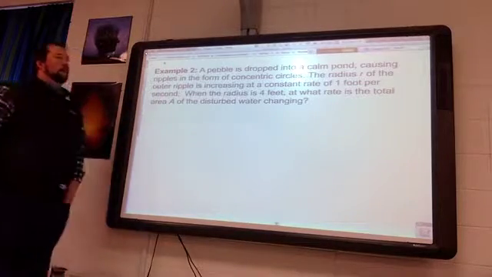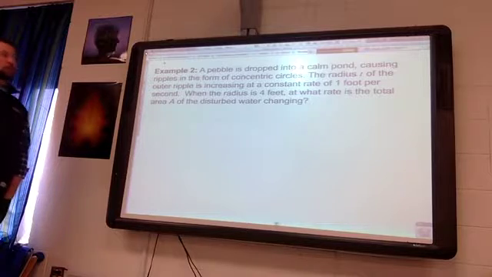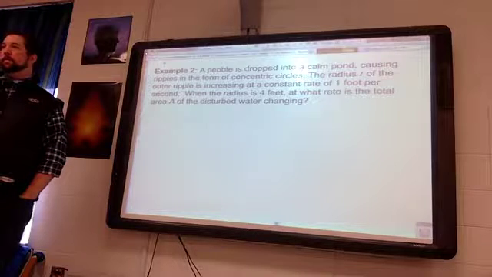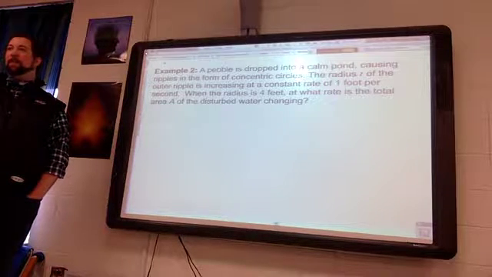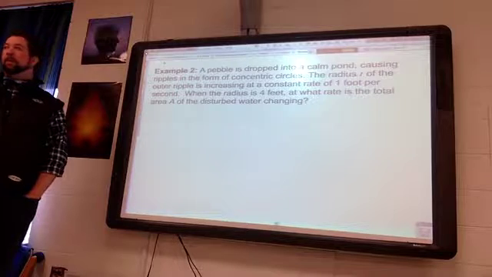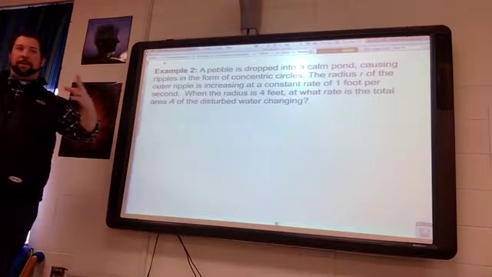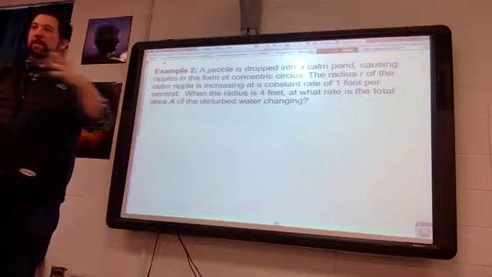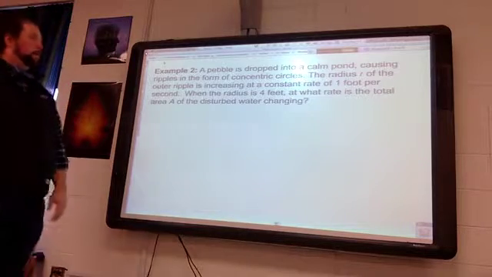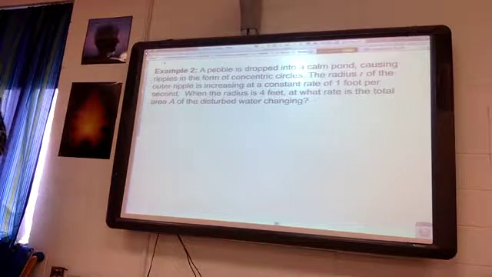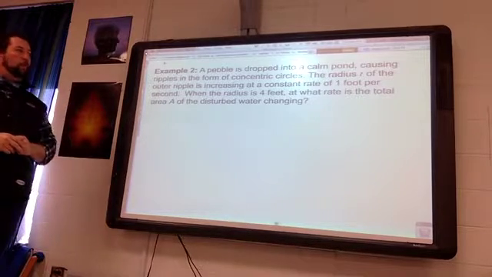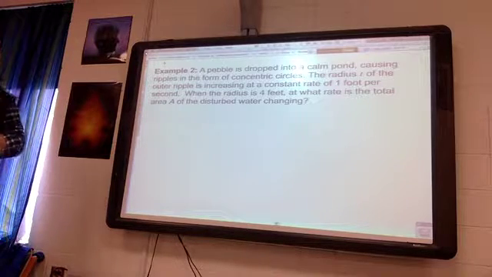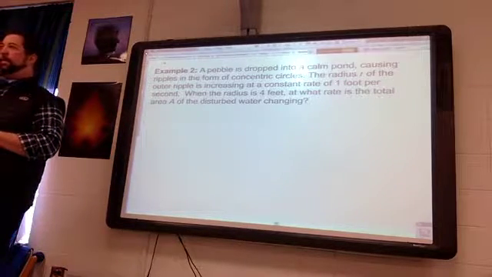Example number 2. A pebble is dropped into a calm pond, causing ripples in the form of concentric circles. Okay, ever dropped a pebble in a pond? Not a common one. Ever dropped anything in water? If you have still water and you drop something and it ripples out in concentric circles. The radius r of the outer ripple is increasing at a constant rate of 1 foot per second. When the radius is 4 feet, at what rate is the total area of the disturbed water changing?